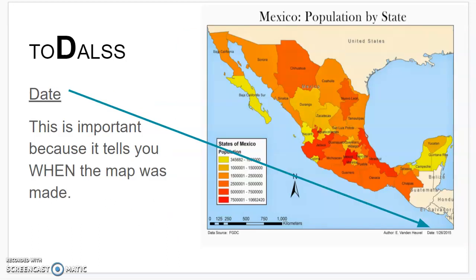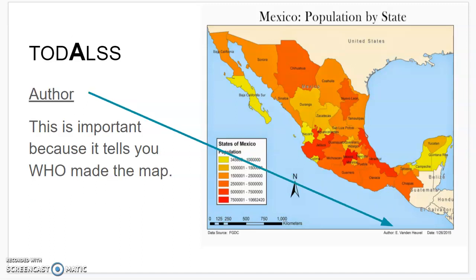Date. This tells you when the map was made. Maps display a lot of information, and as you know, information can change over time. So if you're looking at a map that was made when your parents or your teachers went to school, some countries might literally have different names. They might have different borders. So look at your date. It's going to let you know when this map was made and how up to date your information is going to be.